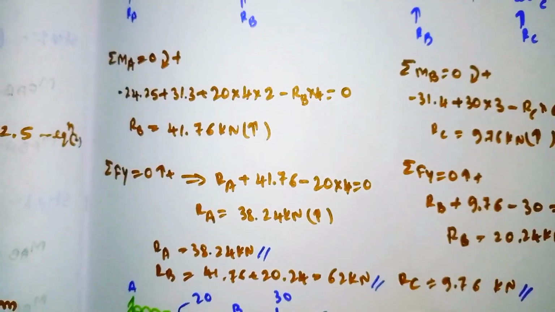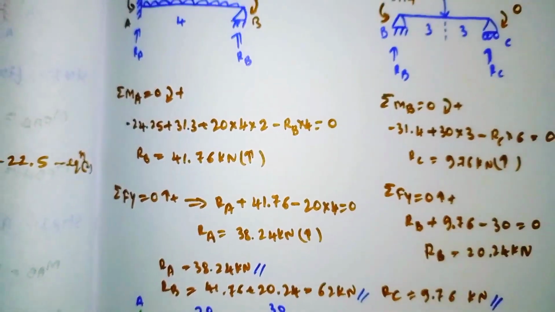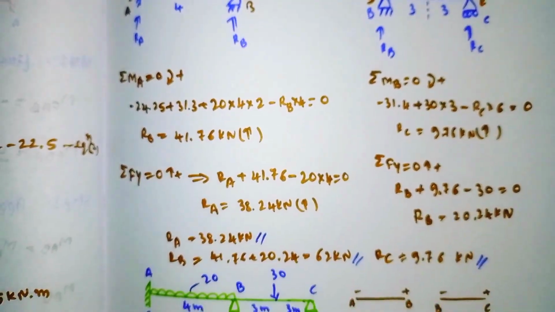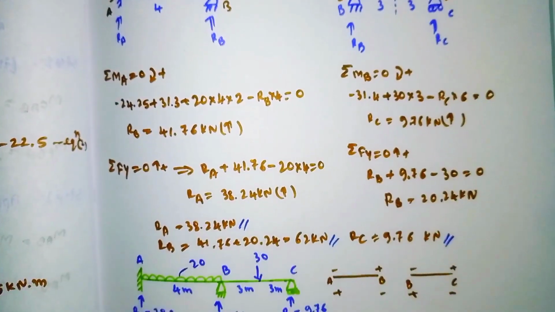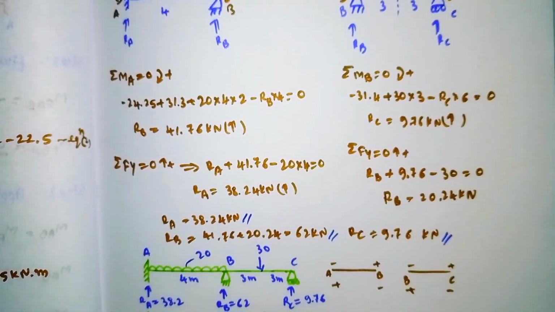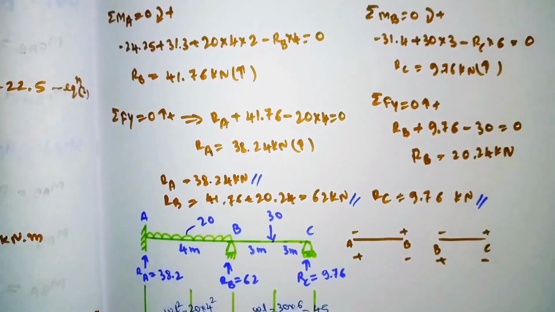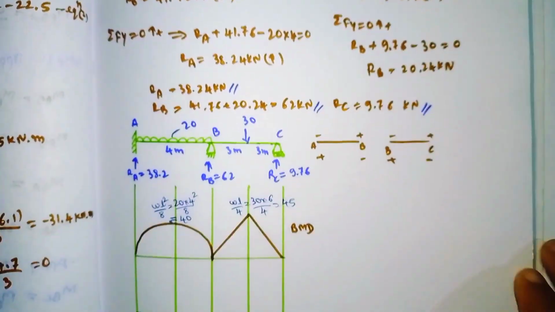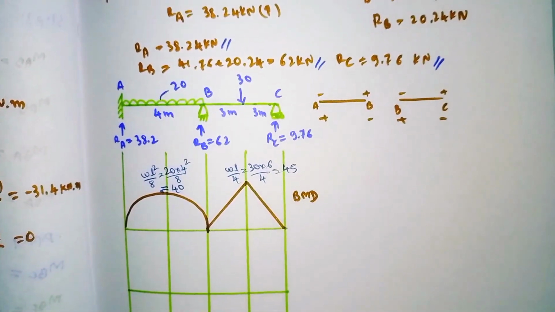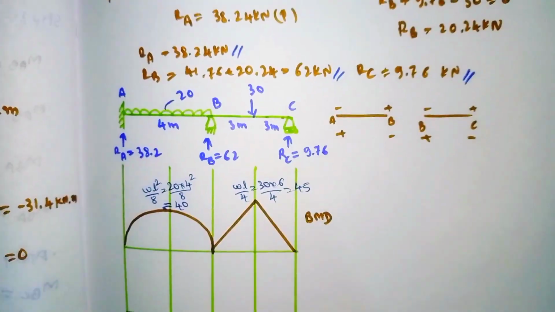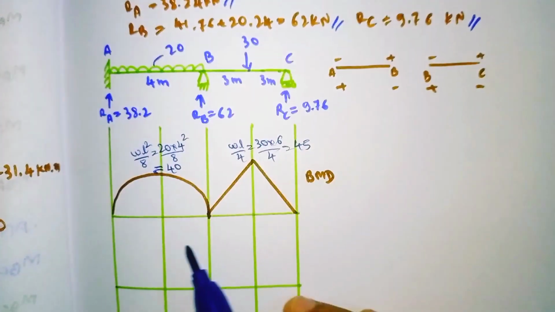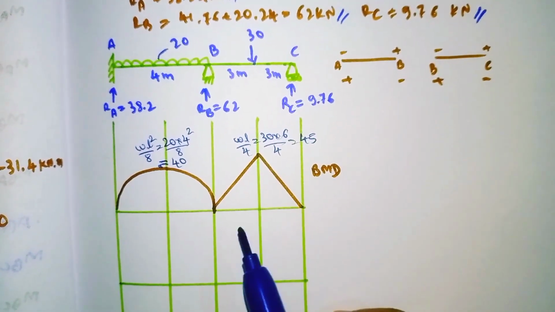So now this is our how to find the reaction. Like this we have to find the reactions. So now we'll go for the shear force and bending moment diagram. So that is our last step. So we'll see. I've already drawn the free-body diagram of bending moment.